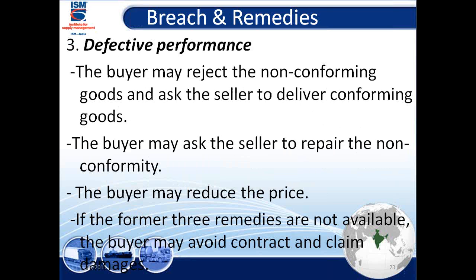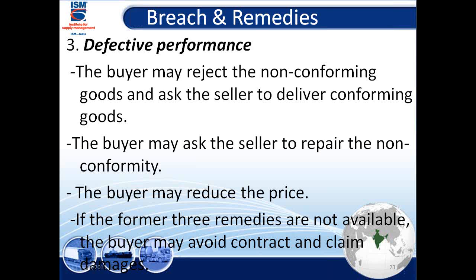The next thing is defective performance. The buyer may reject the non-conforming goods and ask the seller to deliver conforming goods. The buyer may ask the seller to repair the non-conformity. It's not matching. You wanted a dimension of 3 meters by 2 meters, but the guy has given you 3.2 and on this side he has given you 2.2 meters. It's not meeting the requirements.